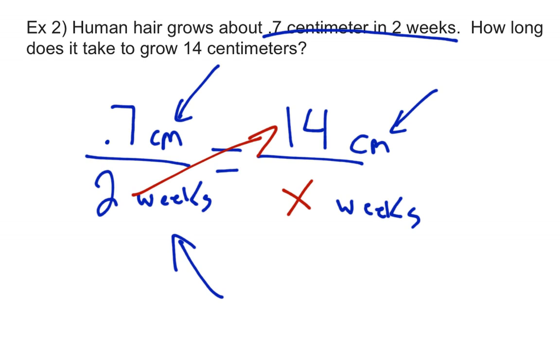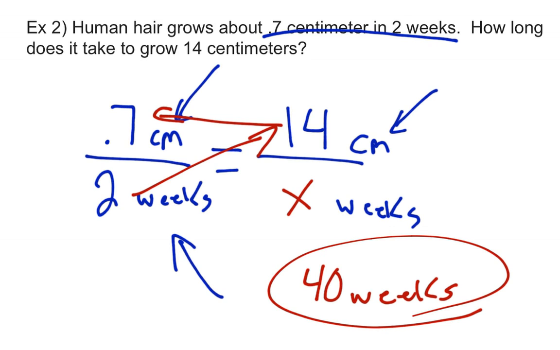We're going to cross multiply. 2 times 14 is 28. 28 divided by 0.7 tells me that the answer is 40. So it takes 40 weeks for hair to grow 14 centimeters.